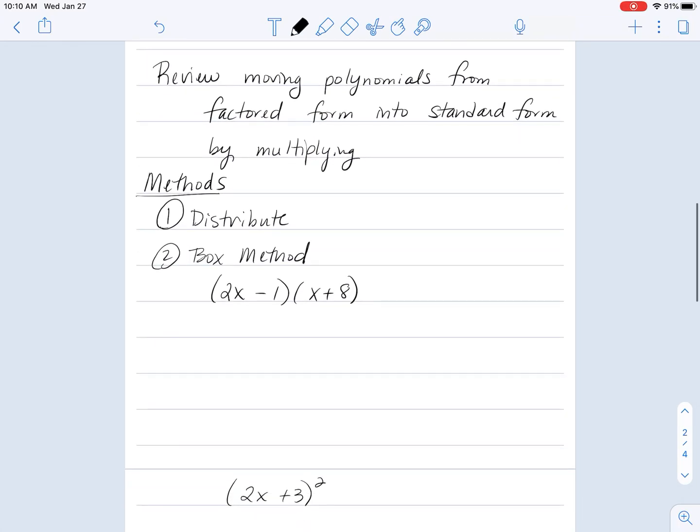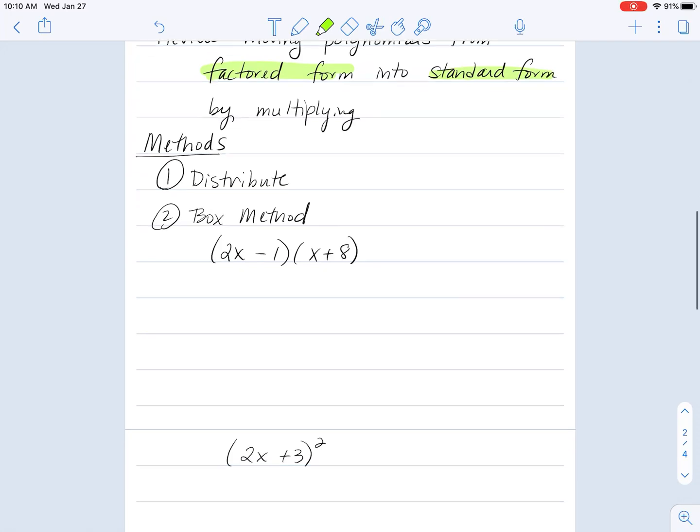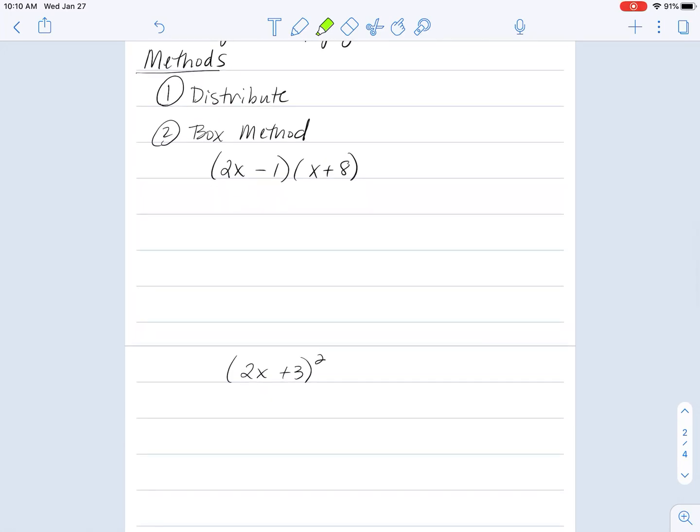Today, we are going to review how to move from factored form, so this form, into standard form. And we're going to do that by multiplying. And you've done a lot of this in Algebra 1. This is an Algebra 1 standard, but this is just a review to make sure that you are ready to go in terms of Algebra 2. So there are two methods. You can either distribute or you can use the box method. I will show both for this just to make sure that you have an understanding depending on which method you use.